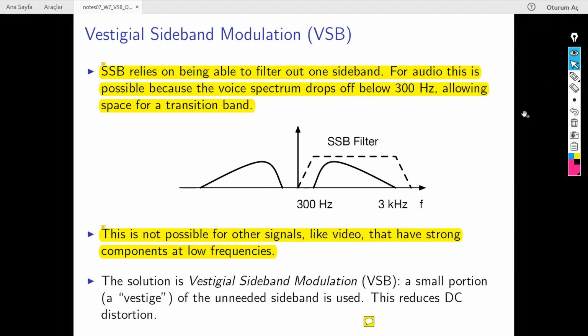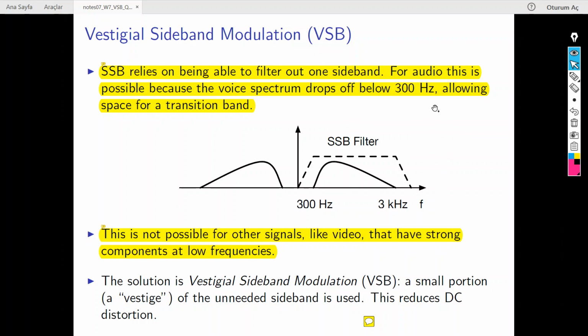First of all, the first statement explains the motivation for using vestigial sideband. It says that single sideband relies on being able to filter out one sideband. For audio, this is possible. As I just explained to you, the audio does not start from 0, it starts from 300 Hertz, because the voice spectrum drops off below 300 Hertz. You don't have frequency components of your voice below 300 Hertz. All of them are above that.